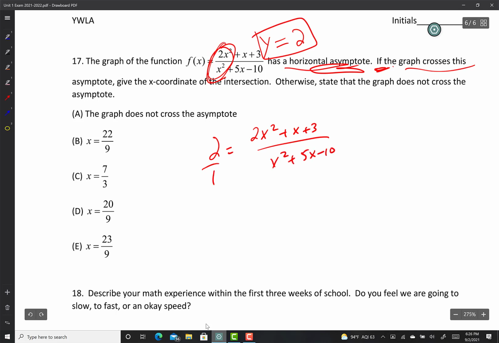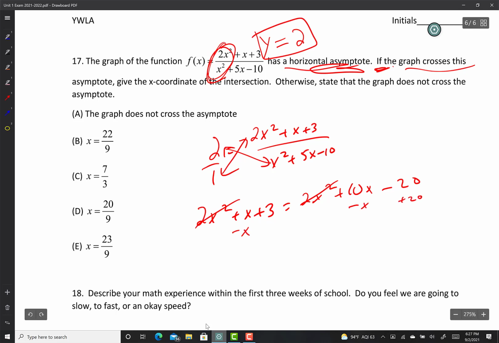Now you can just write 2 over 1 and use cross multiplying, which you've been doing since junior high. So we're going to write 2x² + x + 3 = and I'm multiplying that by that, so 2x² + 10x - 20. Here we go. The 2x² cancel out. I'm going to move the x's to the right: minus x, and plus 20 on both sides. So 23 = 9x. Then divide by 9. So there it is: x = 23/9.